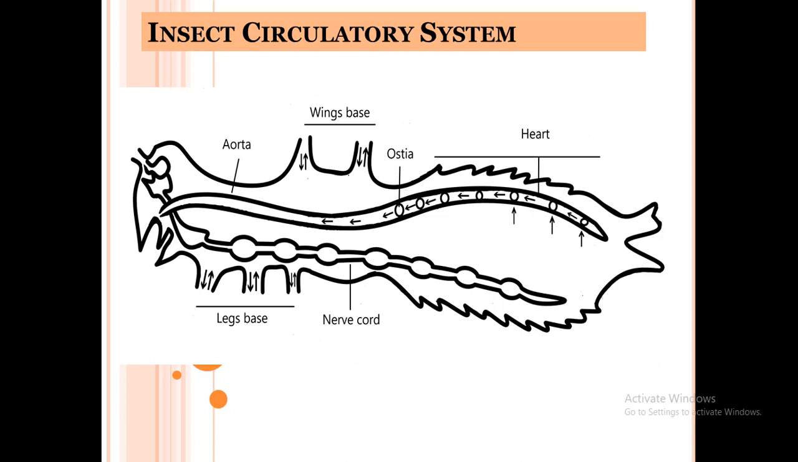The only conducting tube is the dorsal vessel, which is a pulsating structure that generally extends the length of the insect from the posterior end of the abdomen to the mouth, just beneath the brain in the head.